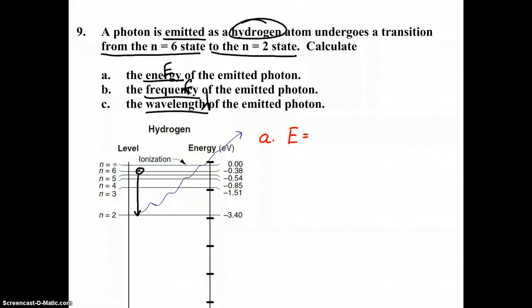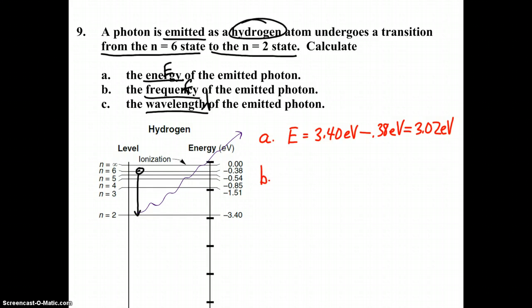If you're not sure what the negatives mean in the energy level diagram, ask in class. But we're going to simply take 3.40 electron volts at n equals 2 and subtract the 0.38 electron volts that it had in n equals 6. That gives us an energy transition, and therefore the energy of our photon to be 3.02 electron volts.